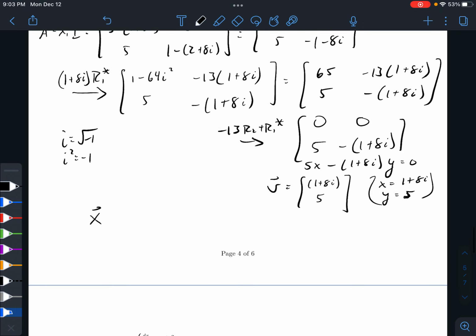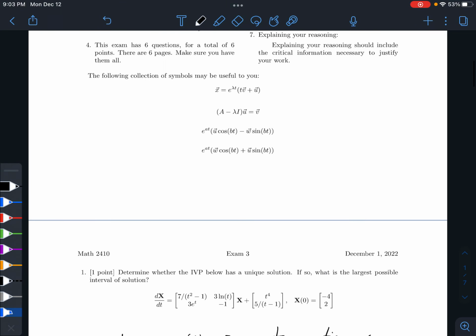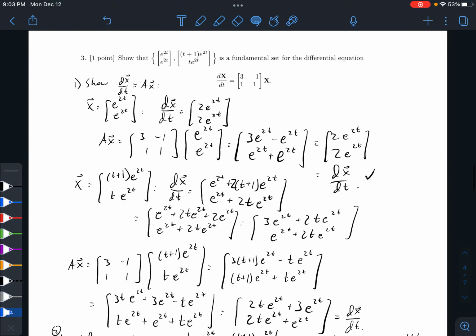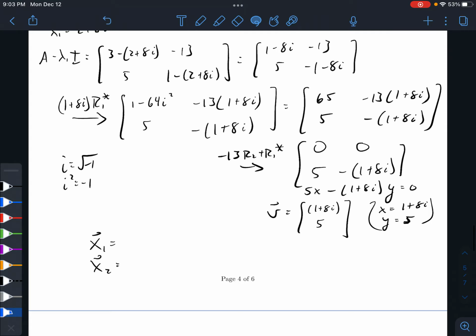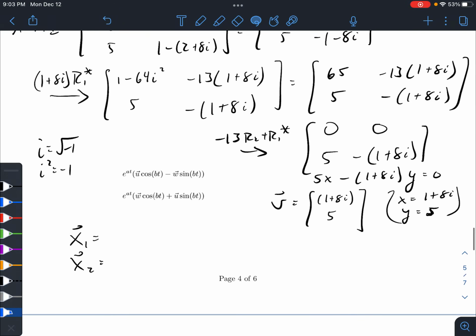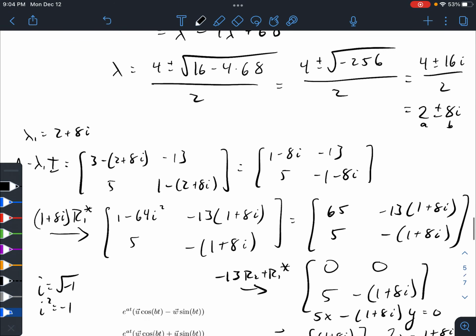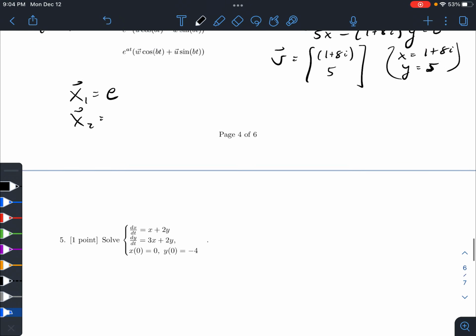So now we can get our general solution. So we're going to have an x1 and an x2. And I don't remember what they're going to be, but they are up here, so I'm going to copy paste that. Okay, so x1 is e to the at. What is a? This is a, this is b. a is 2, b is 8.